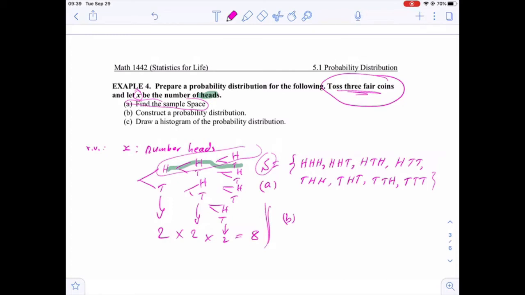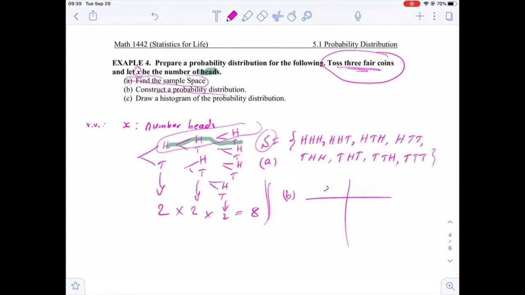Now part B, we want to construct the probability distribution. In the probability distribution, we first put a column for the random variable values, and the second column will consist of the probabilities. Here the random variable is the number of heads, and that can be either 0, 1, 2 or 3 heads at most when we toss 3 fair coins. So the random variable can take the values 0, 1, 2 or 3.